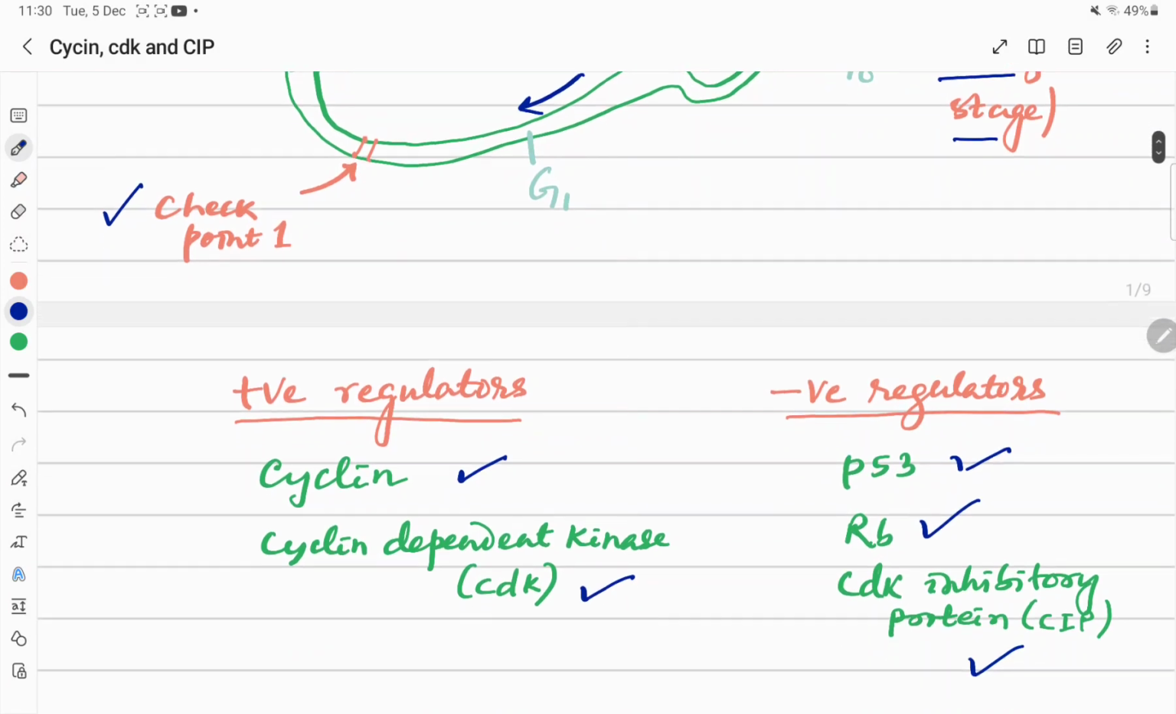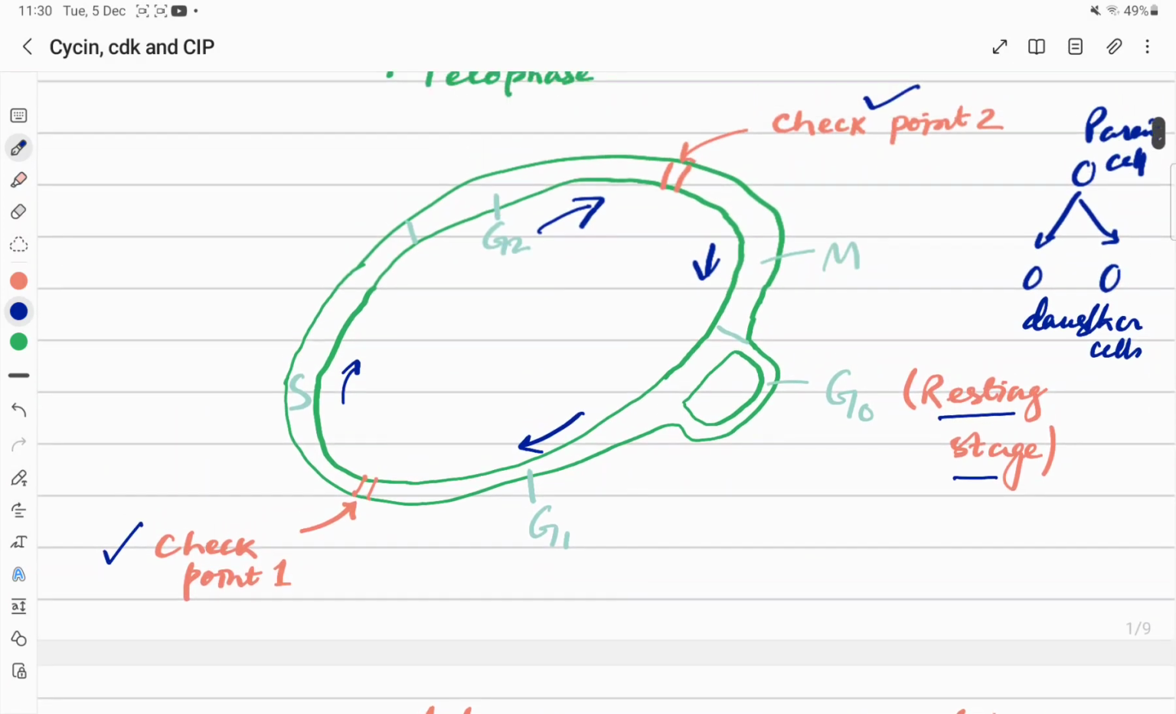Whereas the negative regulators act at checkpoint 1 and checkpoint 2. If there is not proper DNA to be synthesized, then at checkpoint 1 it will arrest the cell cycle, and again it will check before mitosis, and if the cells going to be formed are not proper, then at checkpoint 2 the cell cycle is arrested.